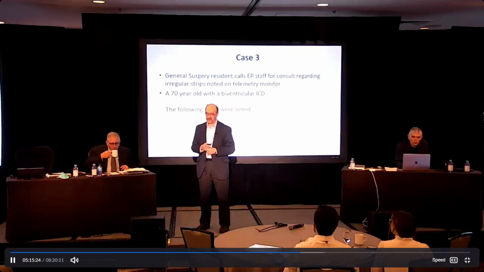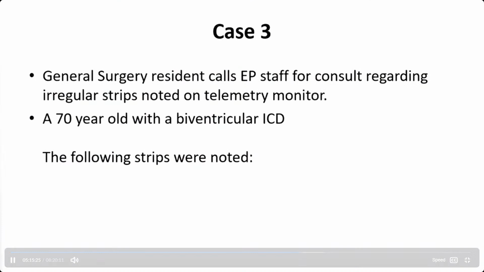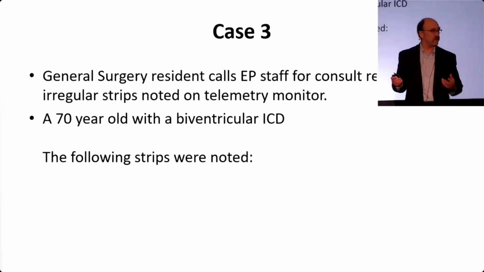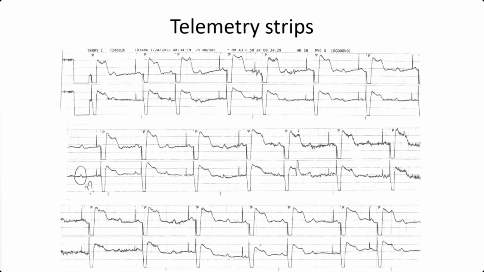Regarding some patient in the surgical ICU with the following strips noted on a telemetry monitor. So I'm going to give you the information you need to solve the problem. I'm telling you they have a biventricular ICD, and I'm giving you this strip. And then there's going to be a multiple choice question about what's going on here. And then I'm going to ask you, how do you fix this?